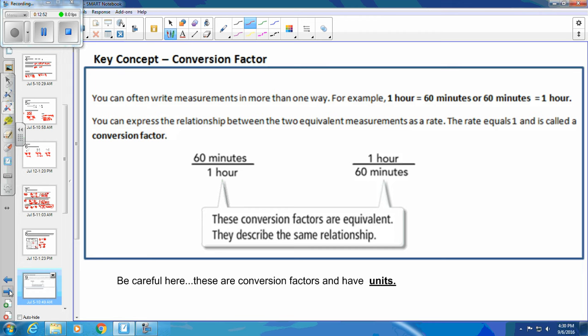These are conversion factors and they have units, so we will have to write the units in: 60 minutes, 1 hour. And writing the words in the units is going to help us visually when we have to work on simplifying these. So let's look at the next slide.